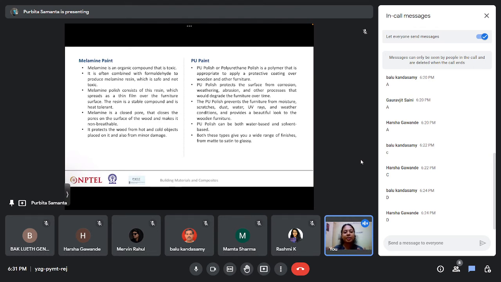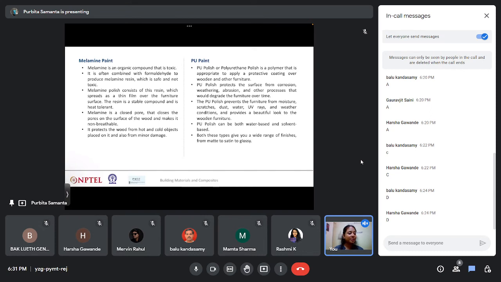and both types, either the water based or the solvent based, whichever you use, give a wide range of finishes from matte to satin to glossy. So there are preferences of clients, some people want matte finish, some people want glossy finish. So even from one particular paint like PU polish, you can give clients different options, how their furniture would look like, and they can select from there.